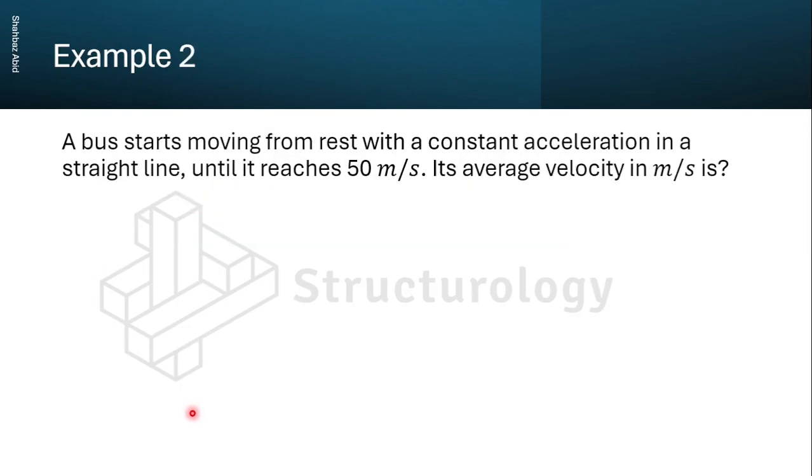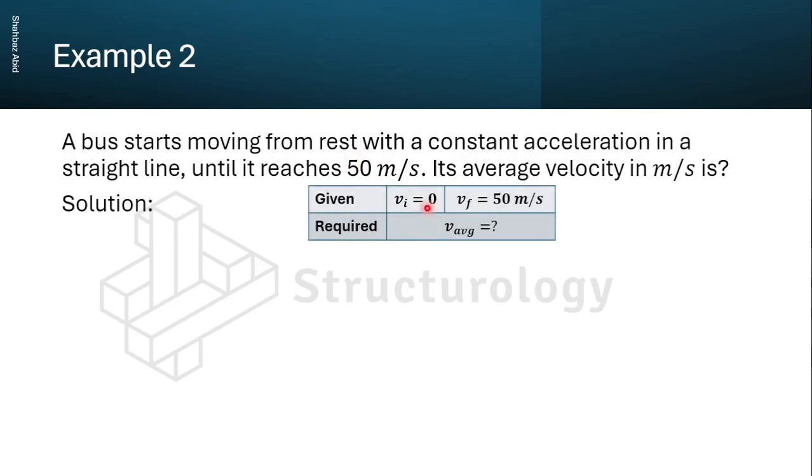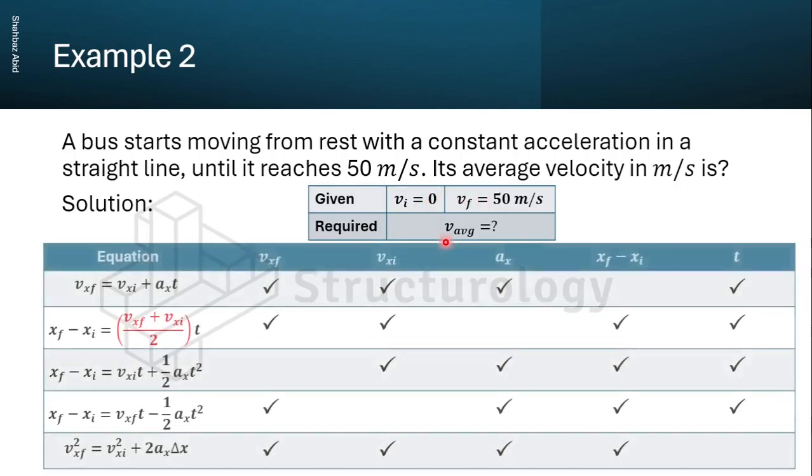Let's solve example 2. A bus starts moving from rest with a constant acceleration in a straight line until it reaches 50 meters per second. Its average velocity in meters per second is? Here we need to find the average velocity, and we know two variables: the final velocity is 50 meters per second, and the initial velocity is equal to 0 because it is starting from rest.